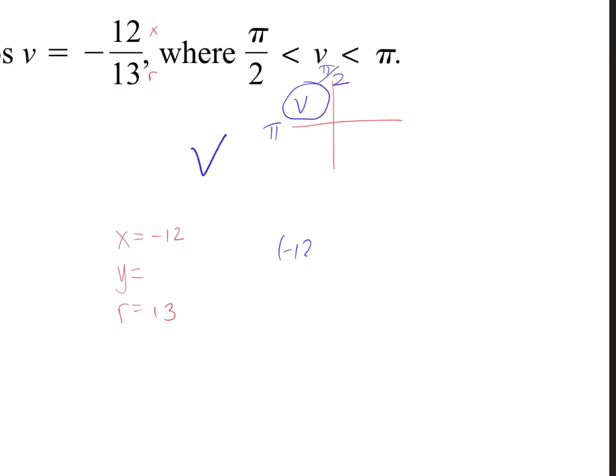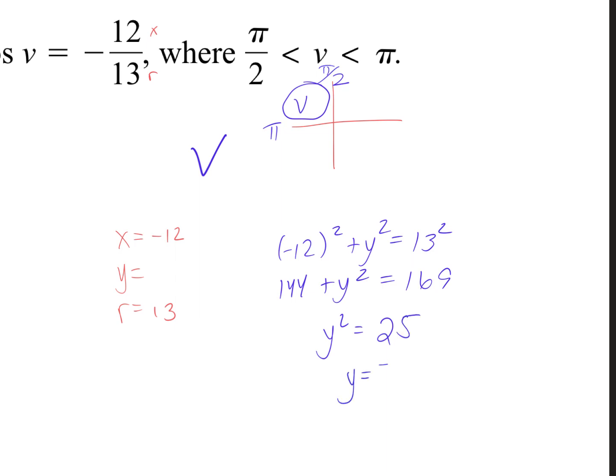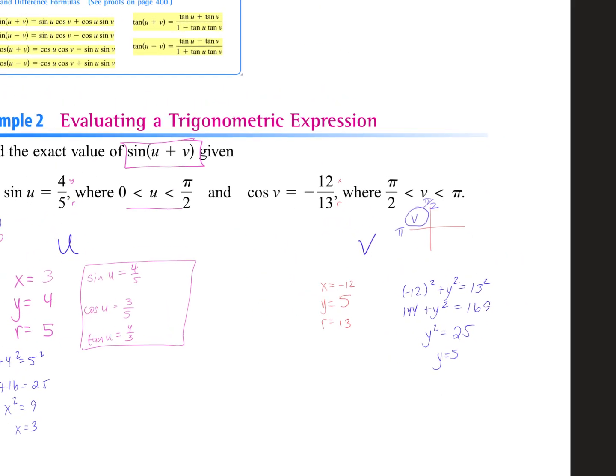I'm going to say negative 12 squared plus Y squared equals 13 squared. Negative 12 squared is 144 plus Y squared equals 169. Y squared equals what? 25. So Y equals 5. Okay, great. Now I'm going to go one step further like we just did.